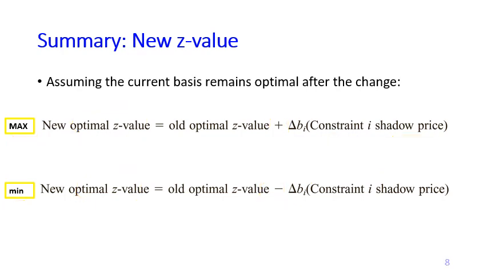So that's how we are going to use the dual theorem, which says that CBVB inverse is the dual optimal solution. And then from that dual solution, we obtain the shadow prices. And then from the shadow prices, this slide here shows how we may compute the new optimal z value. Remember that we need to make sure that the current basis remains optimal after the change. So that's the end of this video.